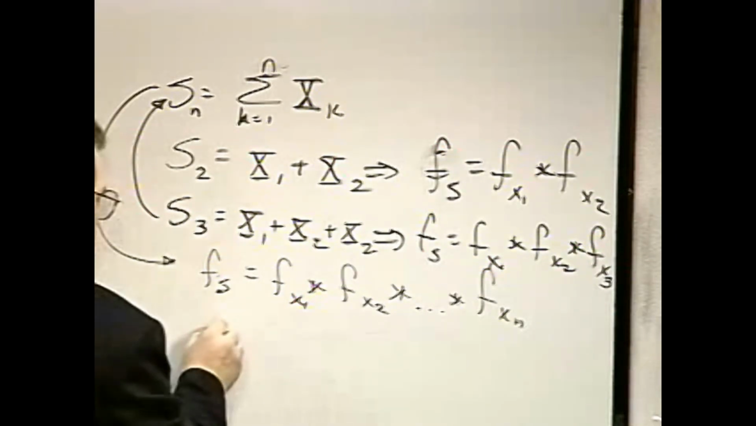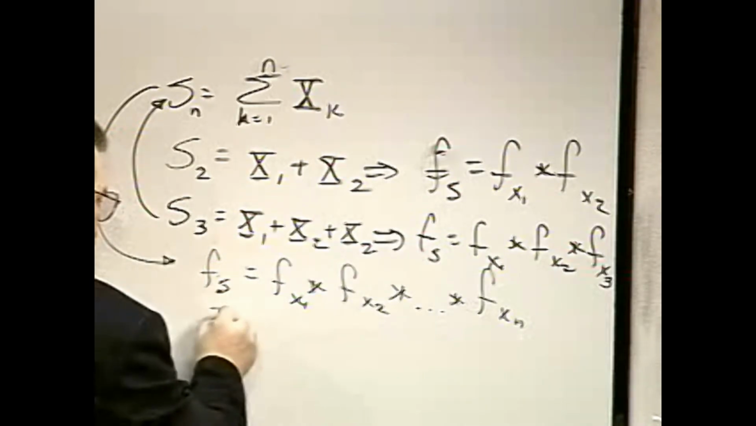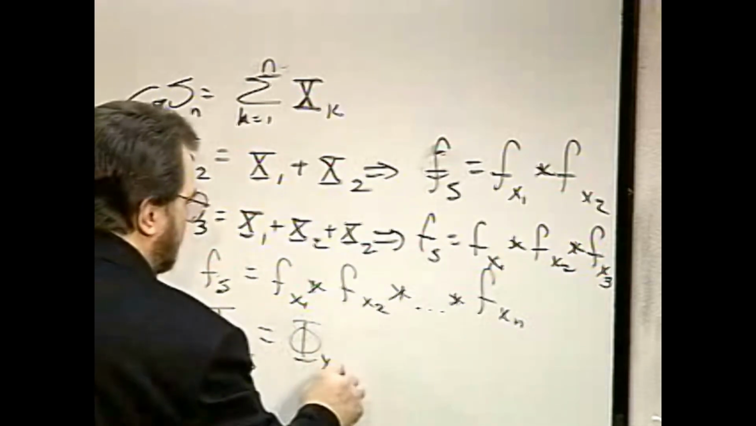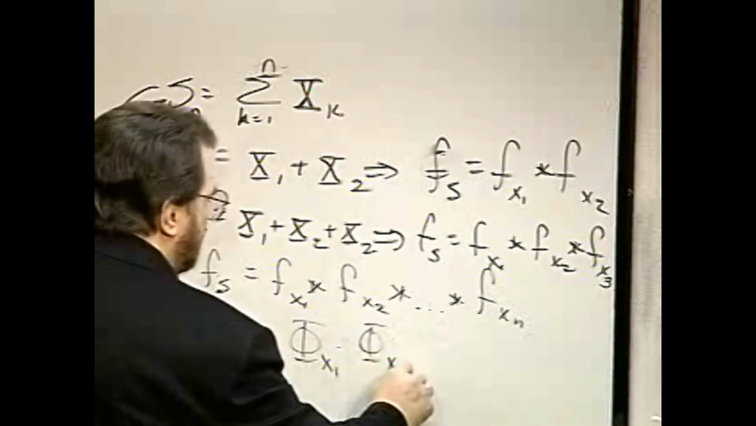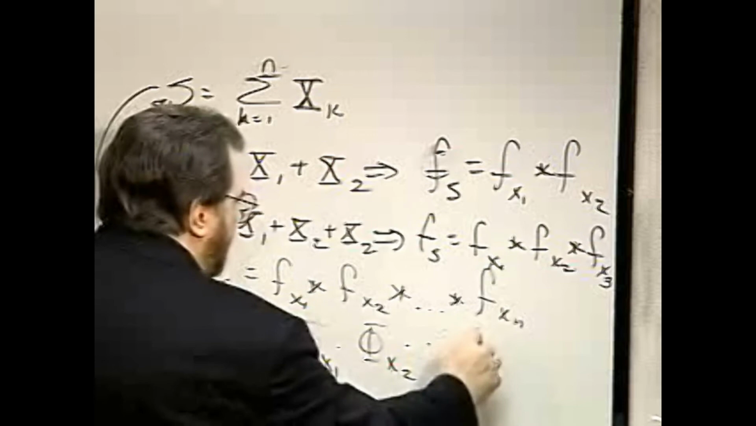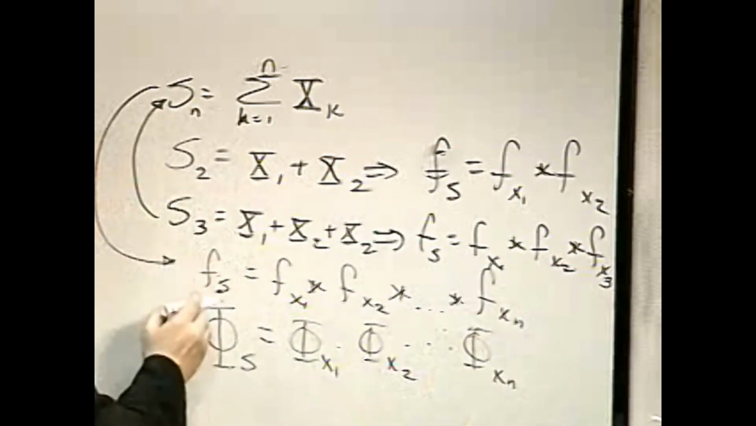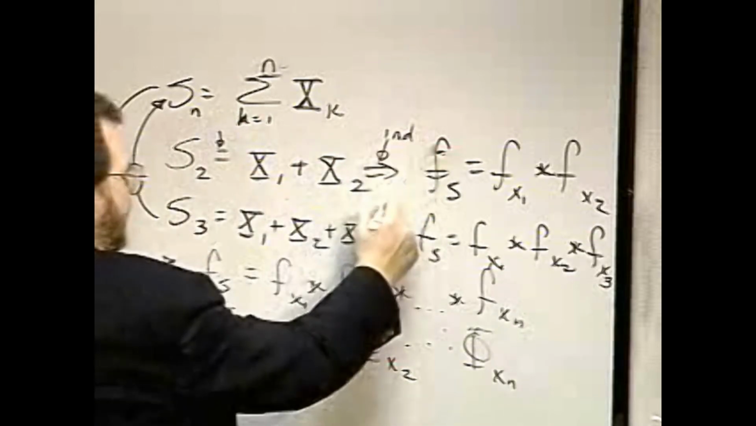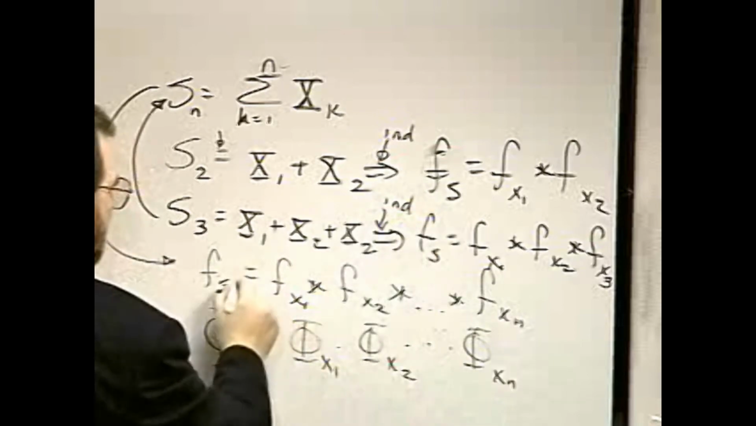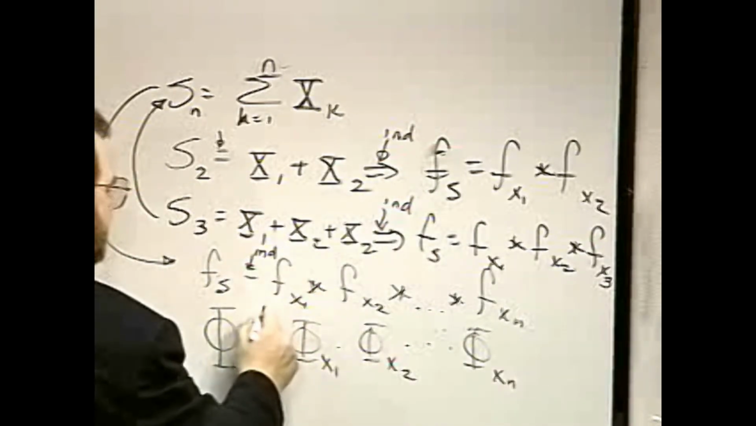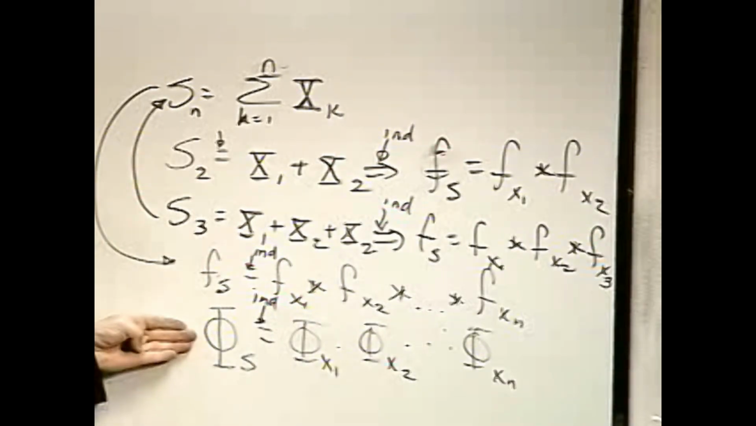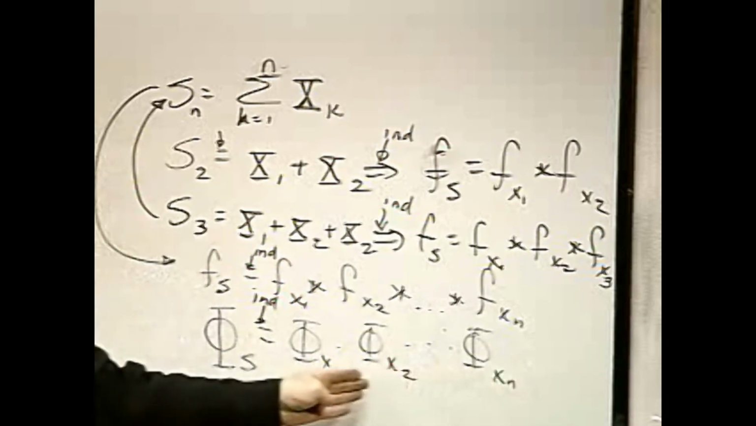Now, if we perform a Fourier transform, we know that convolution in the Fourier domain reverts to multiplication. Hence, we have phi of x1 times phi of x2 times all the way up to phi of x sub n. And again, this requires that the random variables be independent. So for that case, the characteristic function is equal to the product of each one.